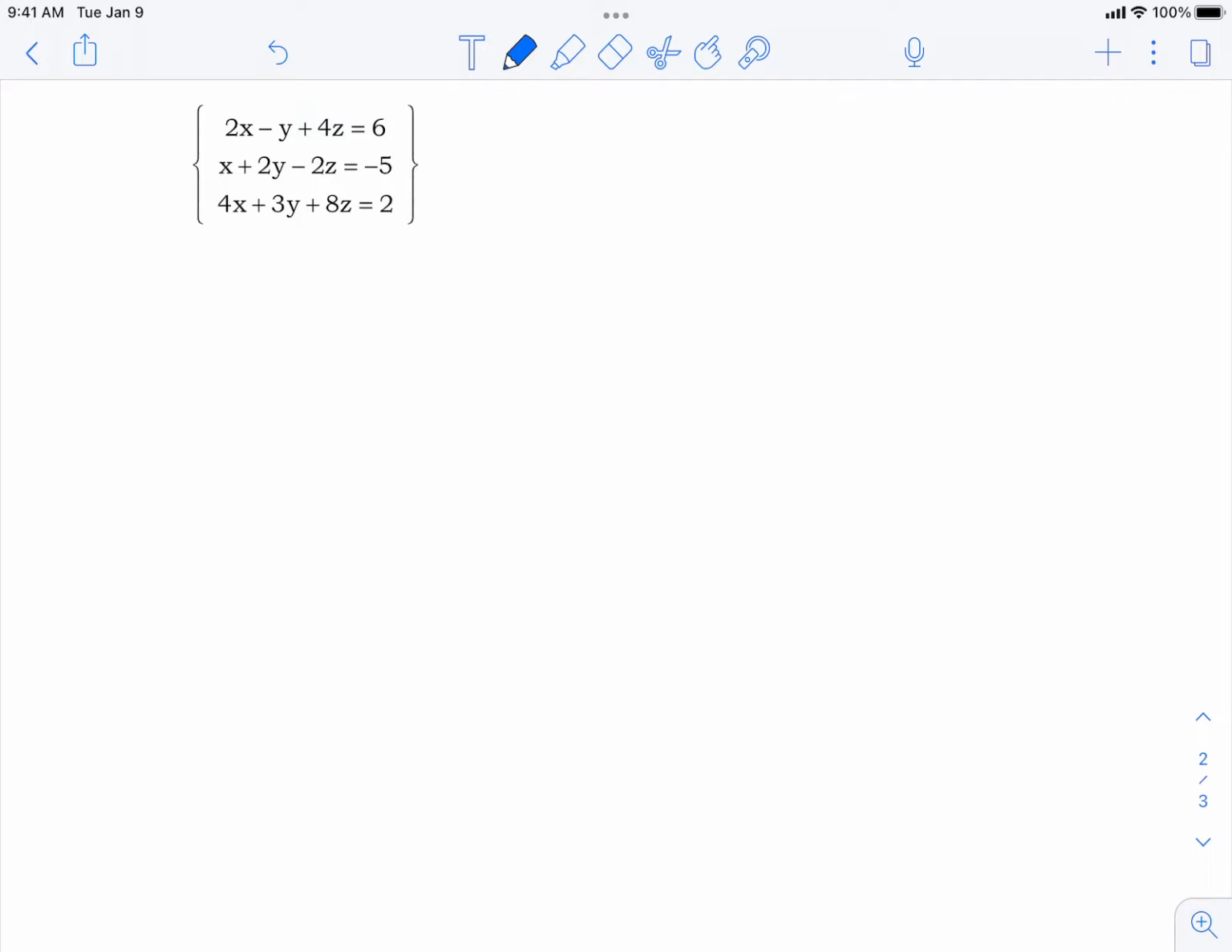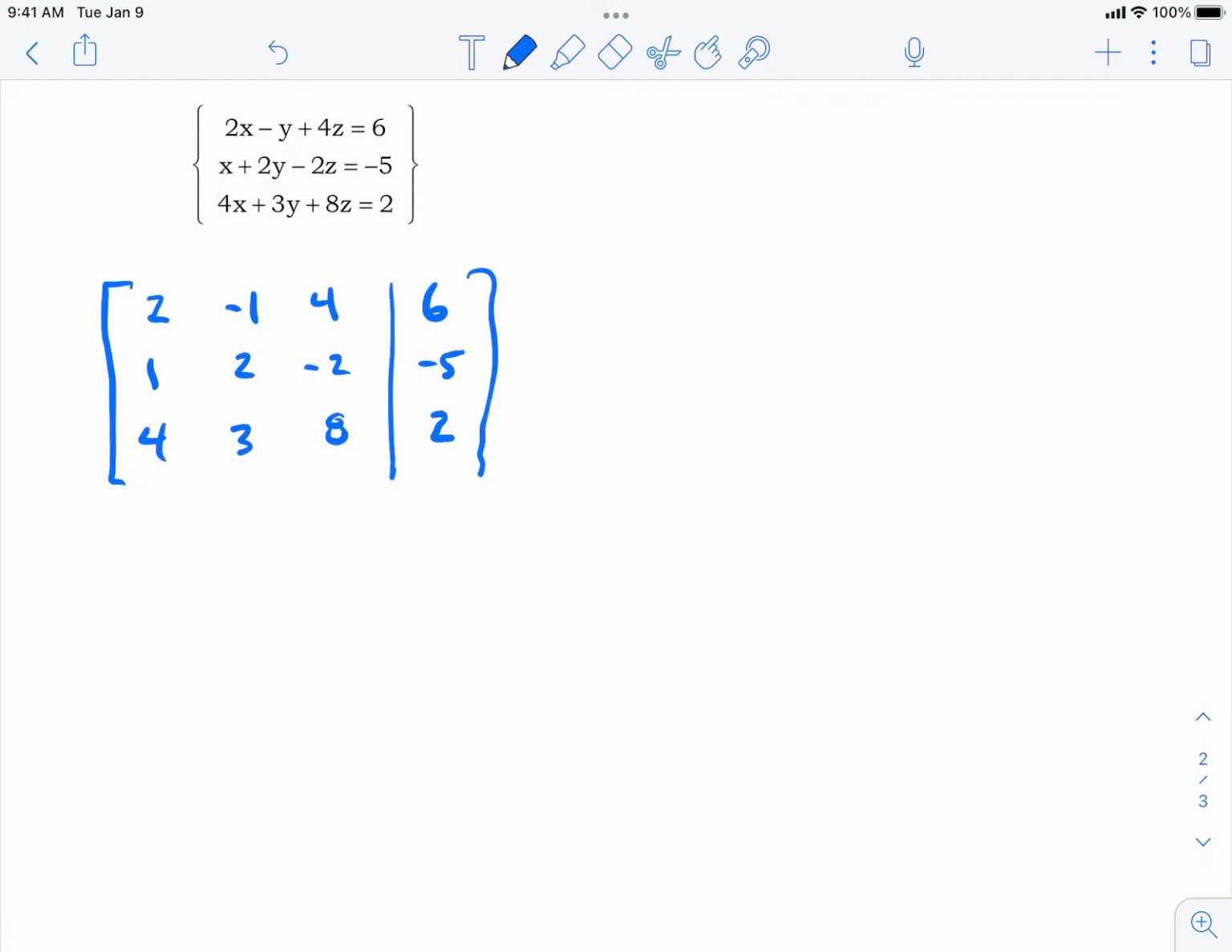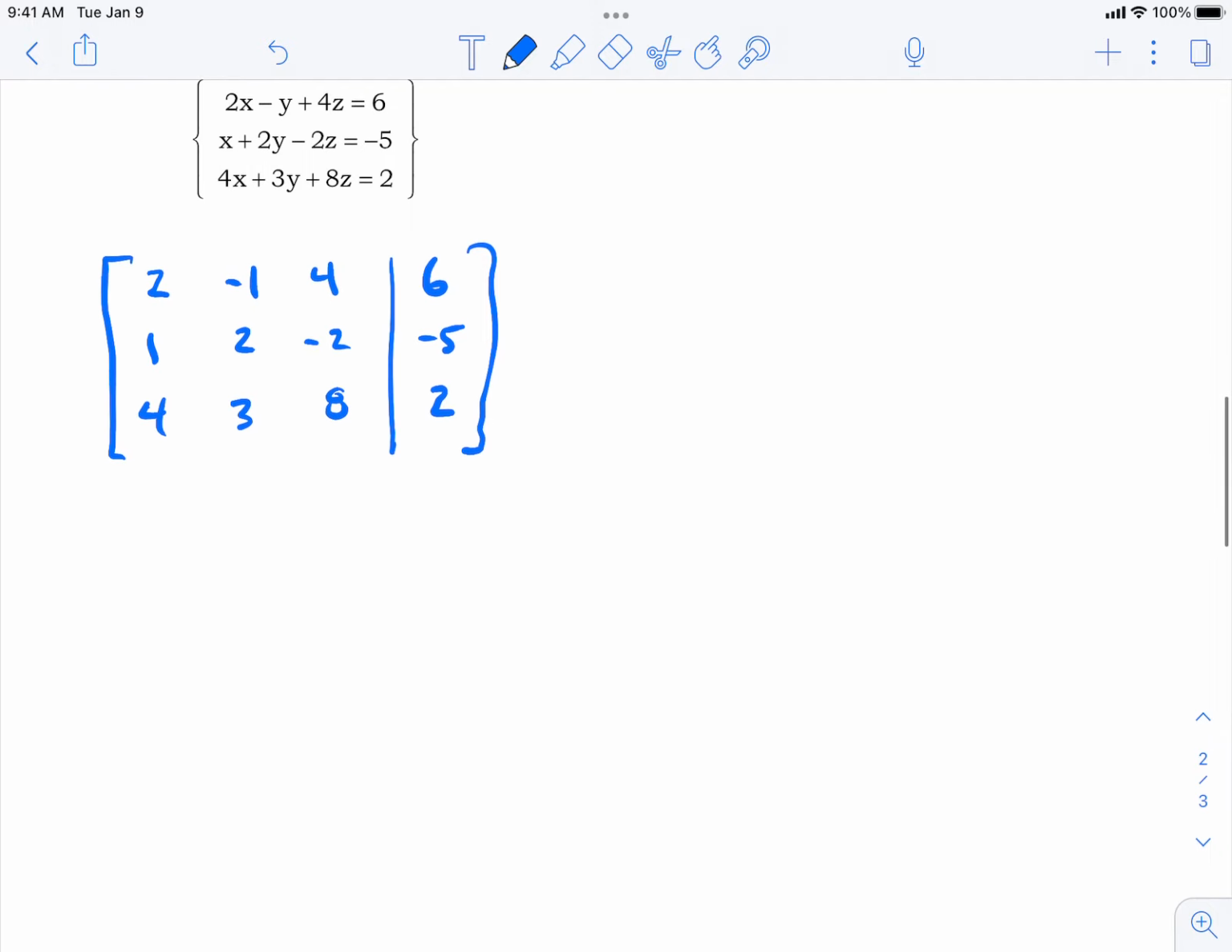First, make yourself a nice augmented matrix. Remember, the essential information is just the coefficients. So we take our coefficients and put them in our little augmented matrix. Augmented matrix: 2, negative 1, 4, 6; 1, 2, negative 2, negative 5; 4, 3, 8, 2. It's worth it, by the way, to check your steps when you're doing this stuff. You hate to get to the very end and go, oh man, there's a mistake somewhere.